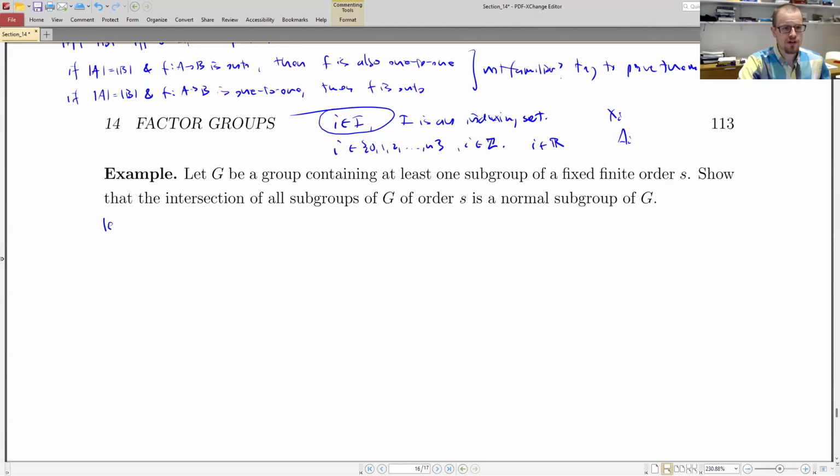So I want to let S, this is going to be capital S, be the collection of all sets S_i, where i is in I, some indexing set. How many sets of order s are there? I don't know. But what I'm saying is that the order of each of these things is lowercase s.